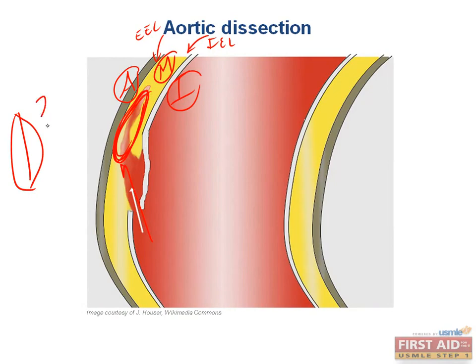So again, here's a 2 cusp versus a 3 cusp aortic valve. There's just more wear and tear on this second element than having 3 cusps to it.